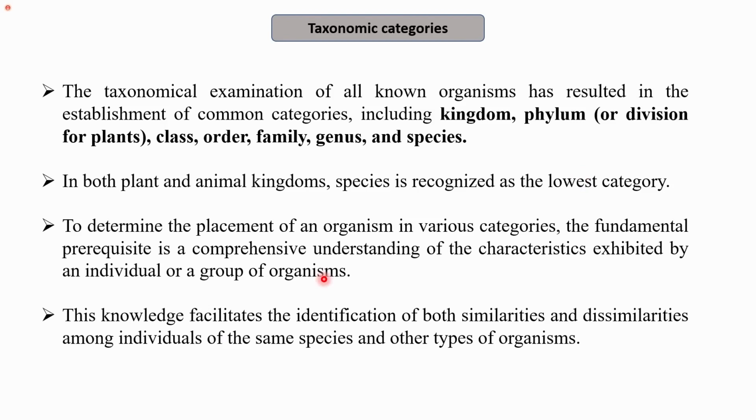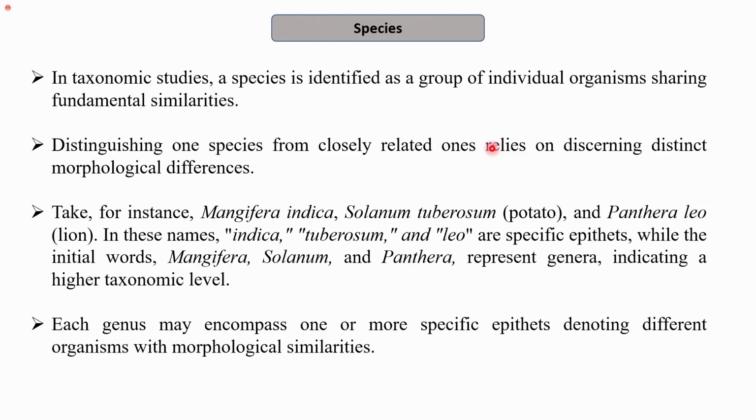So we will learn about these taxonomic categories one by one, and we will go in ascending order. That is, we will start with the lowest category, which is the species, and then we will move towards the higher orders, and ultimately the highest order of the taxonomical hierarchy. So species: in taxonomic studies, a species is identified as a group of individual organisms sharing fundamental similarities. The group of individuals that share the fundamental similarities will be put in a group which is known as species.